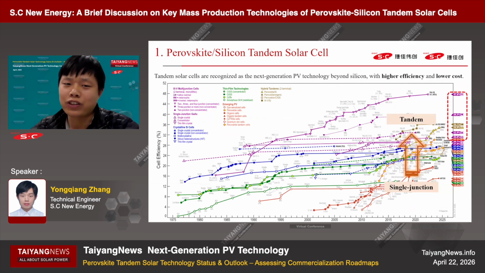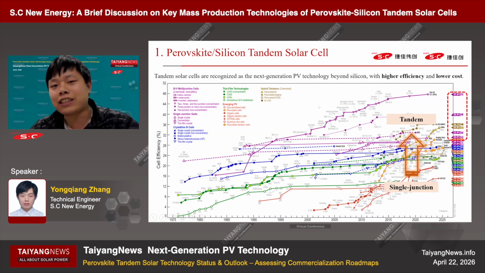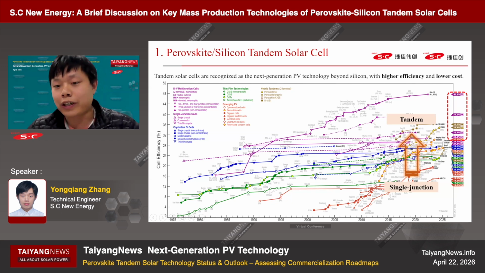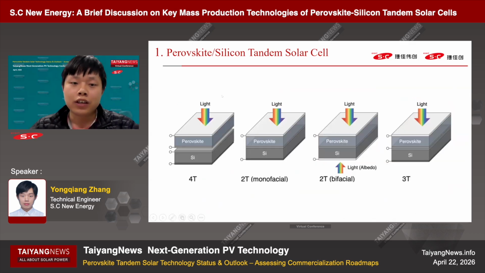I guess all of you must be familiar with the NREL certificate table. I think this table can answer why so many people focus on tandem solar cells, because from this table we can clearly see that, compared with single junction solar cells, we can easily reach a higher efficiency with tandem solar cells. So this is the reason why so many people study tandem around the world now.